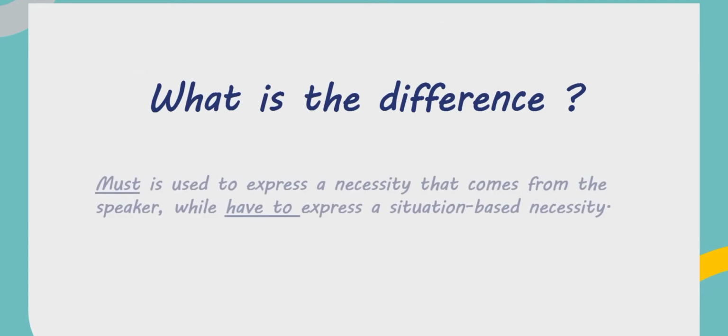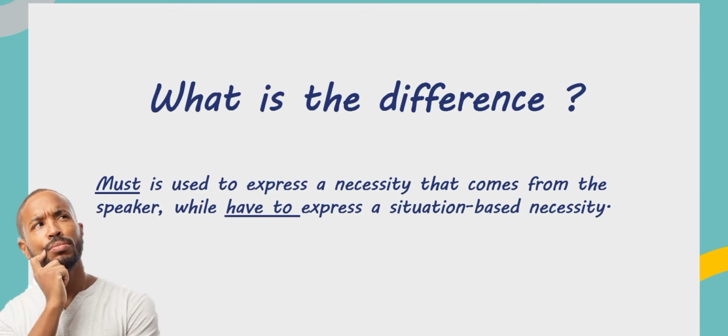So what is the difference? Must is used to express the necessity that comes from the speaker, while have to expresses a situation-based necessity. So, are you still confused? Don't worry, I will discuss it in more detail.